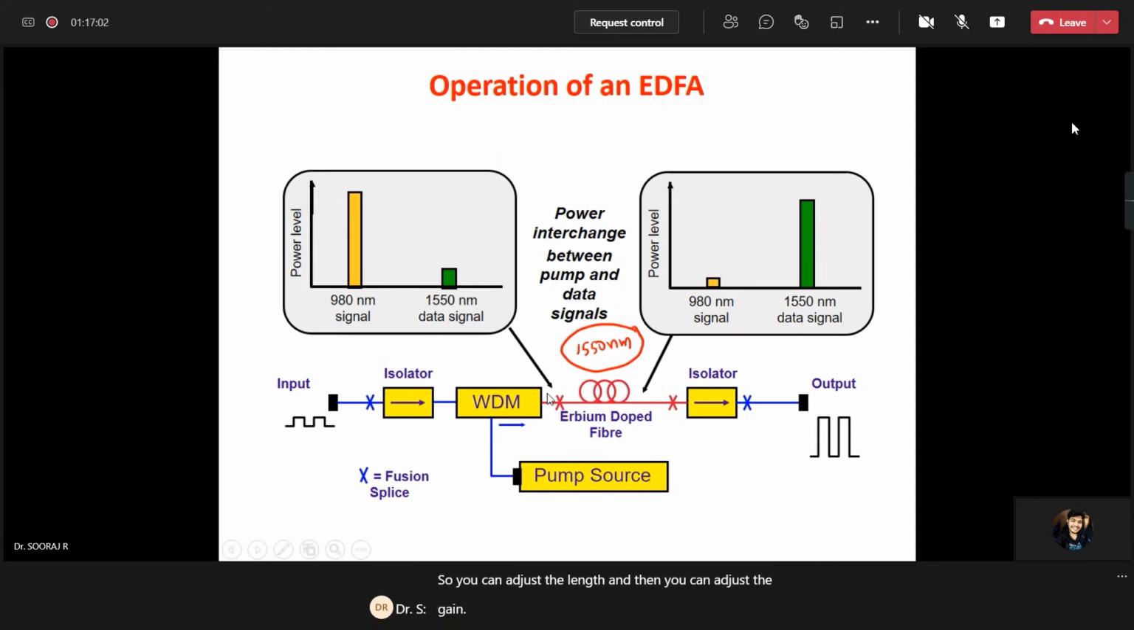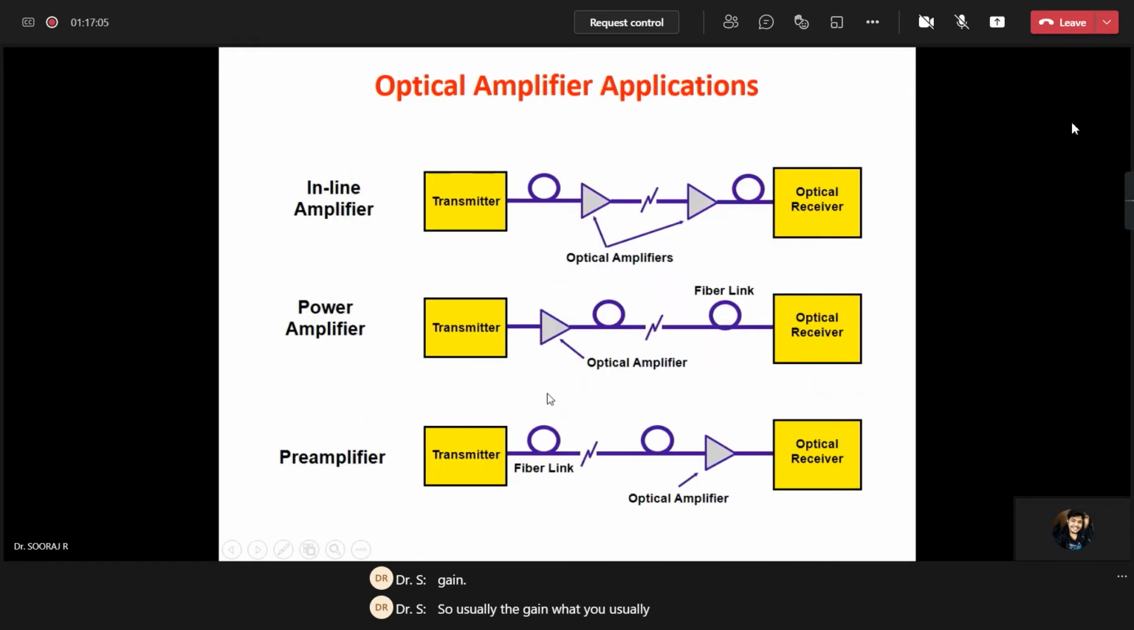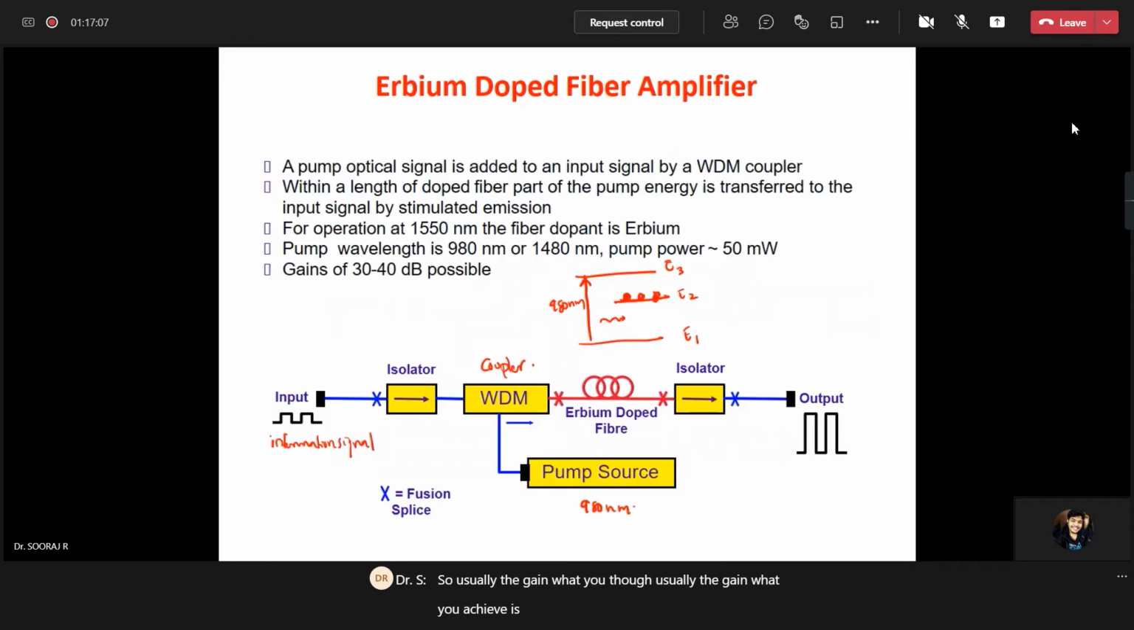The gain you can achieve is usually of the order of 30 to 40 dB. These kinds of amplifiers will be placed at every, let's say, 20 to 50 kilometers, instead of using a repeater. Because it is optical fiber, coupling is very easy. You don't have to convert this into an electrical signal and then once again into an optical signal. You can directly amplify.